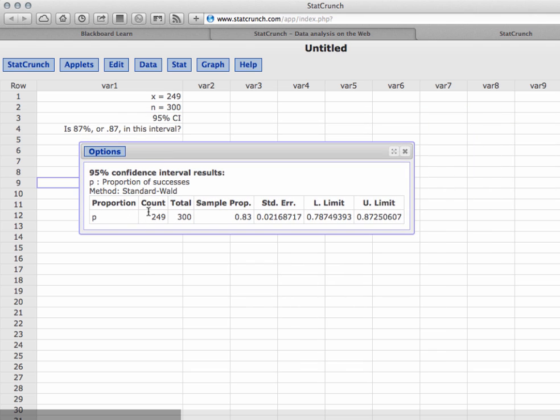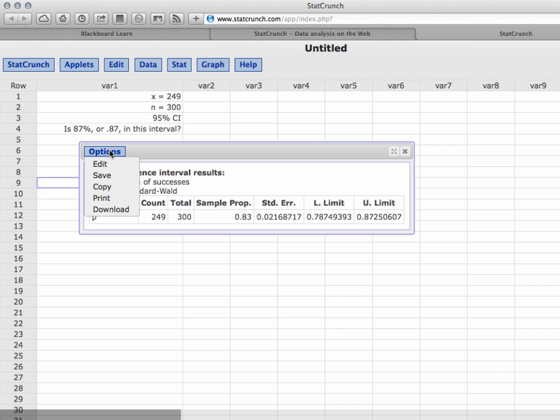The proportion, you're given the count, the total, the sample proportion. This is the point estimate. You're given the standard error, and the lower limit and the upper limit. And if you relate these back to what we calculated, obviously there's some rounding differences here, but they are almost identical.